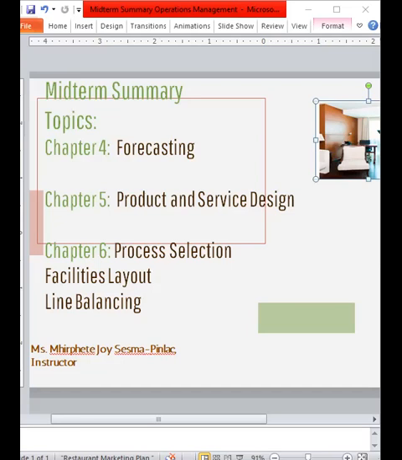This is a forecast type that uses historical data in assuming the future, and this is called time series.